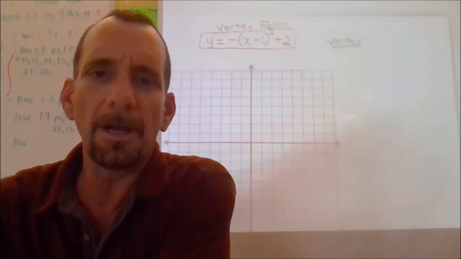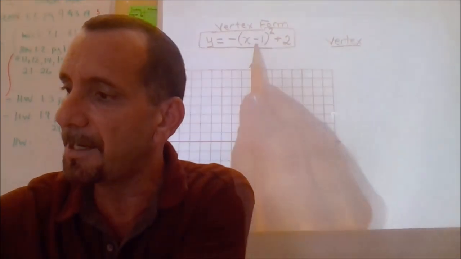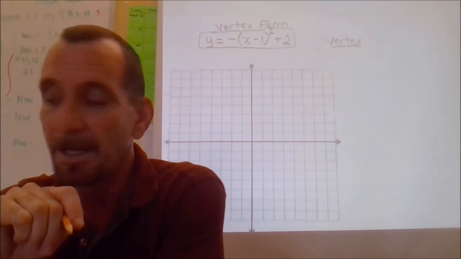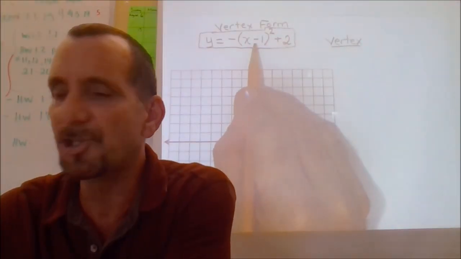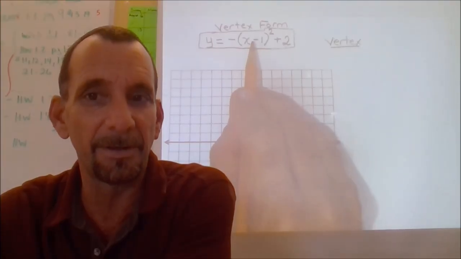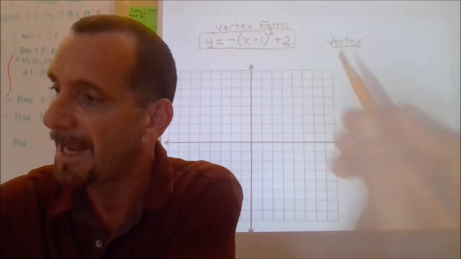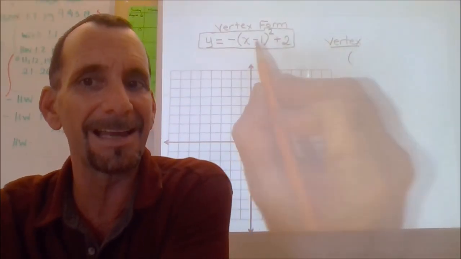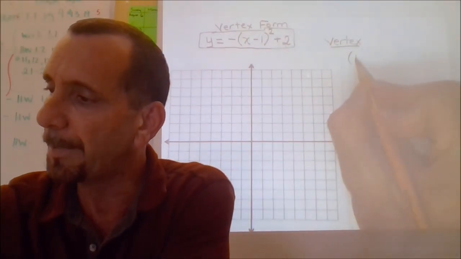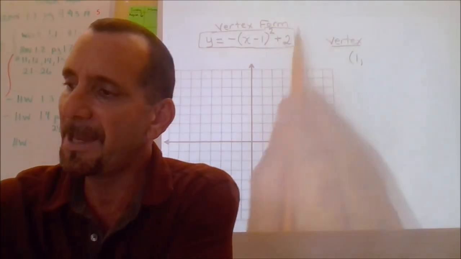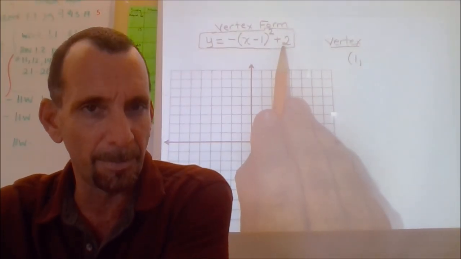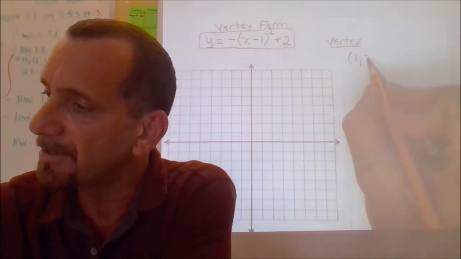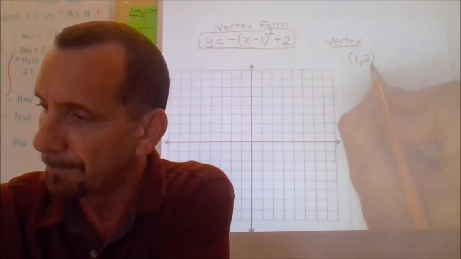Now you might think, oh, the vertex is negative 1, 2. But it's not. It's close. But remember, we're going to change the sign of the term in the parentheses. And so I'm going to say my x-coordinate of my vertex is not negative 1, but a positive 1. And then I'm just going to leave this sign alone because that's a shift up from the parent function. I'm going to say my vertex is at 1, 2.